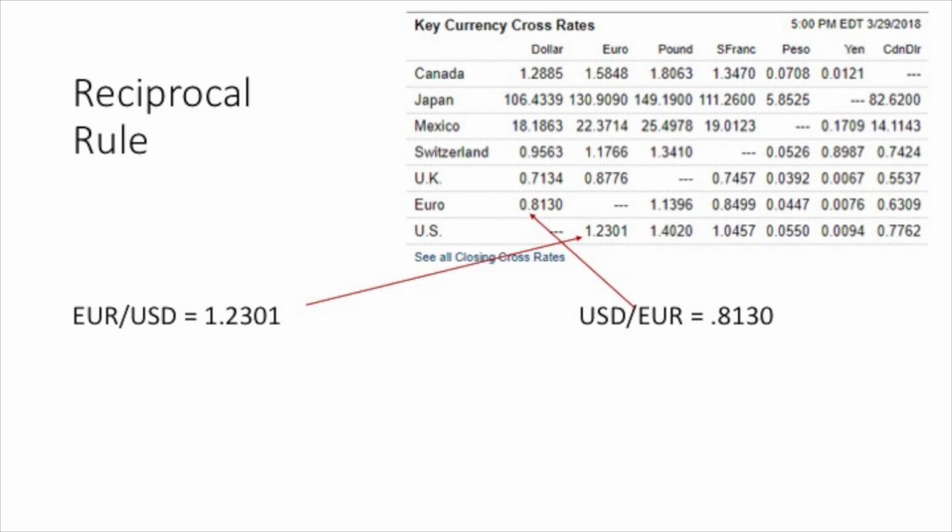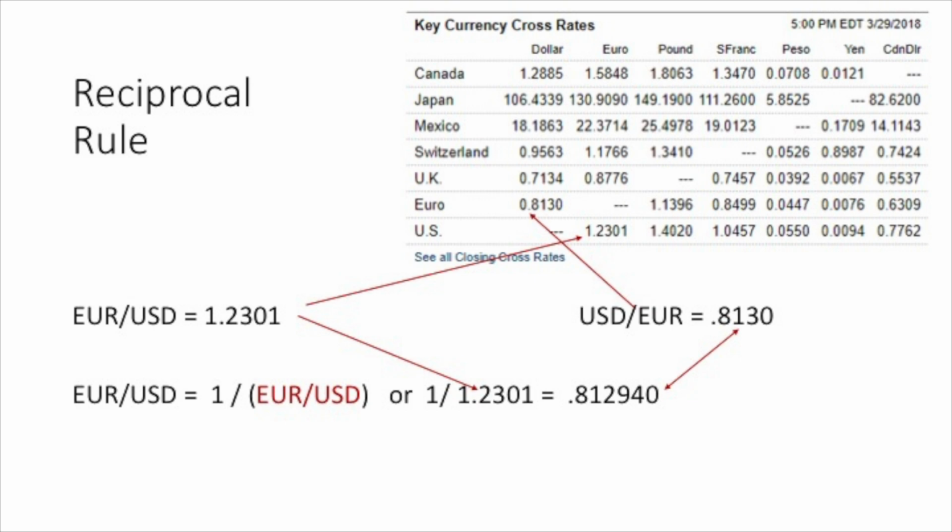It's the same one I highlighted in the previous Wall Street Journal article slide with the rates listed on the left hand side of the screen. The other one is the US dollar euro, USD euro, and it's 0.8130. 1 US dollar will get 0.8130 euros. Those currency pairs have a relationship, and they're reciprocal of one another. The 1.2301 and 0.8130 are related, and in fact the 0.8130 equals 1 divided by 1.2301 and vice versa.